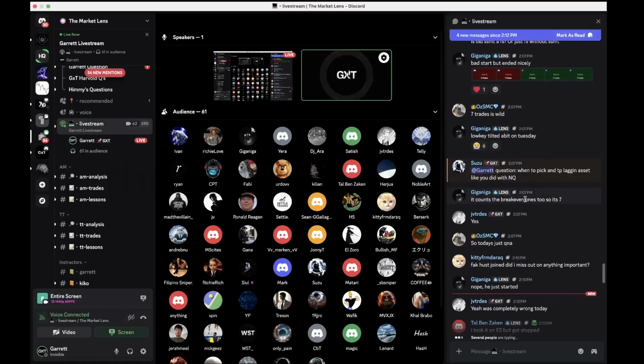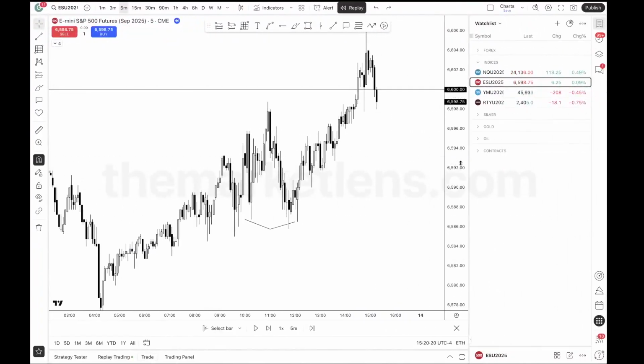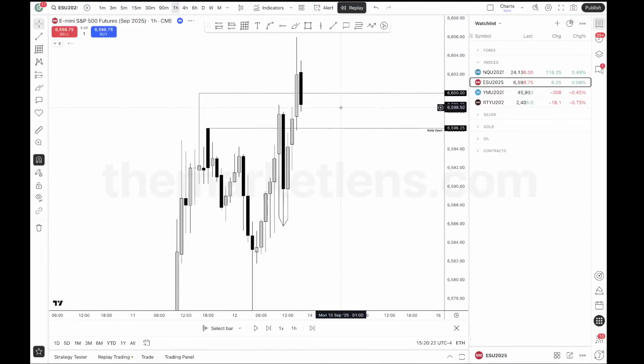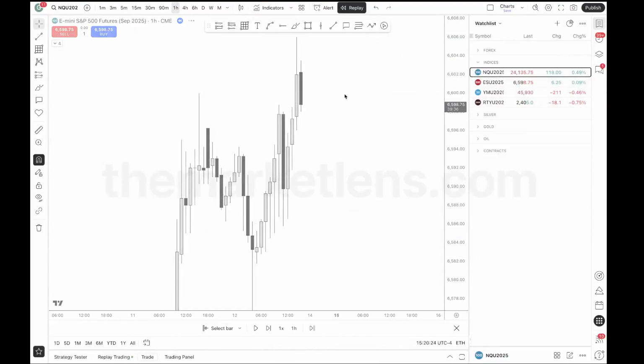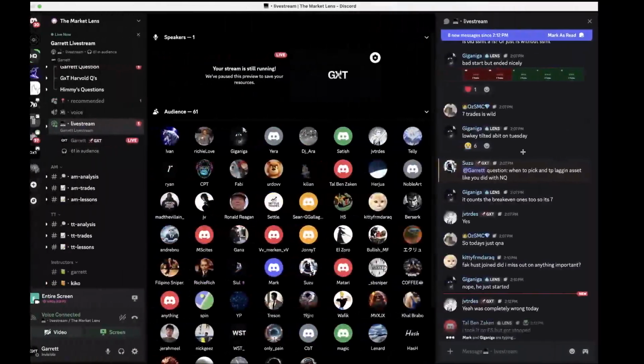Question: when to pick TP, like an asset like you did with NQ? When to TP on the lagging asset? Wait, what do you mean? So like when to hold NQ, and then TP when the lagging asset hits the high? Is that what you're saying?